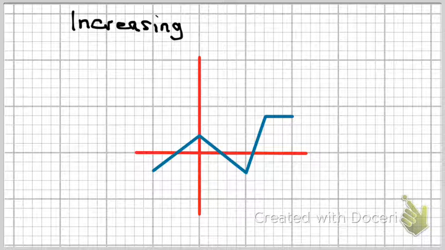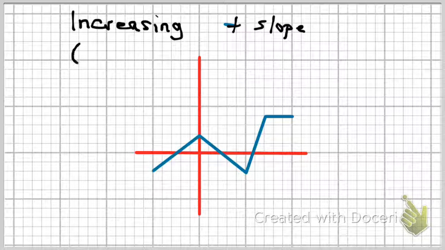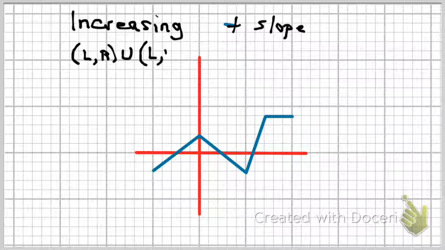Okay, increasing. Increasing is when you have a positive slope. That is when it's increasing. And you're going to write it in interval notation, but it will always be in parentheses. And if there's more than one place, you just join it with a union. All right? So it's just going to be left to right when your graph has a positive slope.